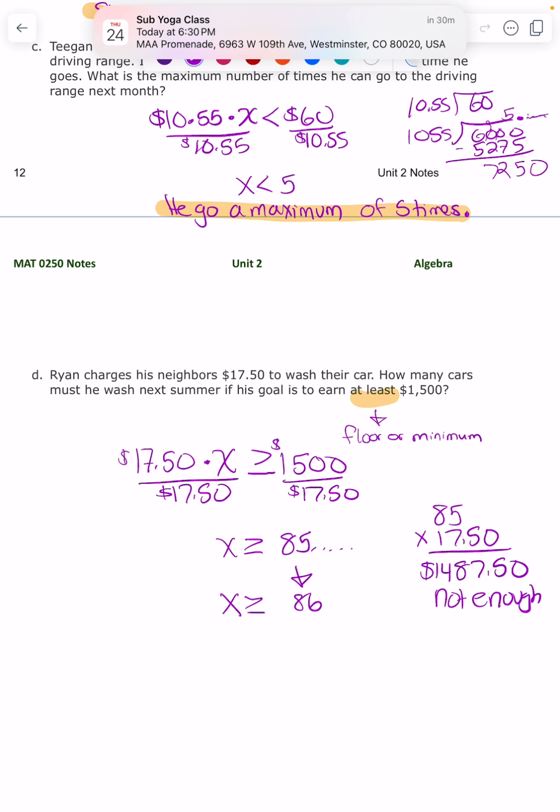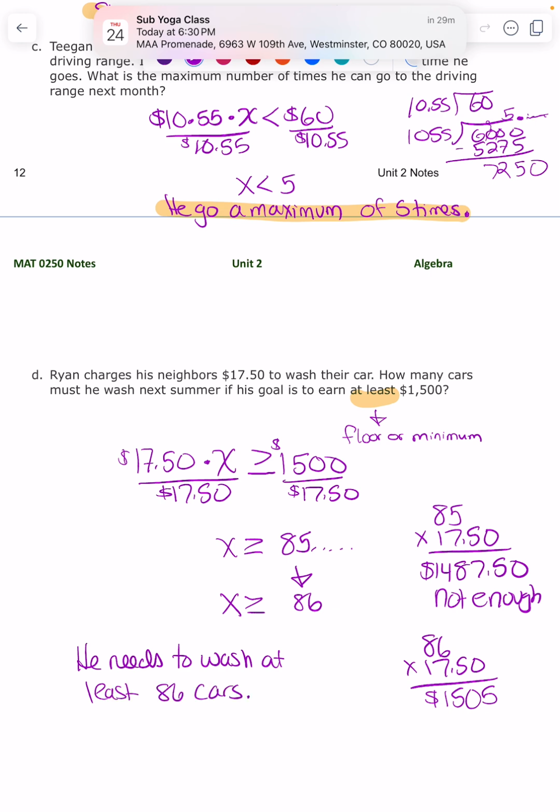Let's see what that is. So 86 times 17.50 is 1,505. So he'll make a little bit more. There's no way to get exactly 1,500 with a complete washing. So word answer, he needs to wash at least 86 cars. It's going to take a while.